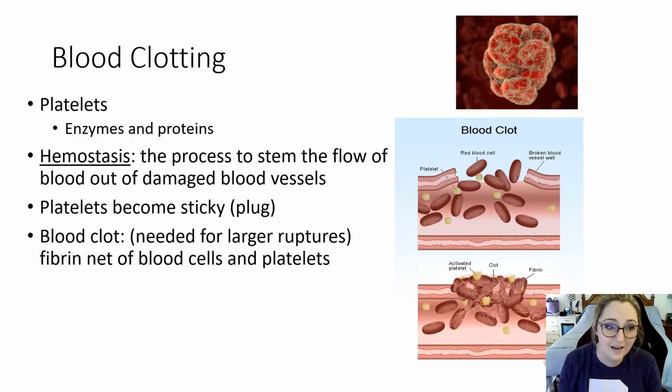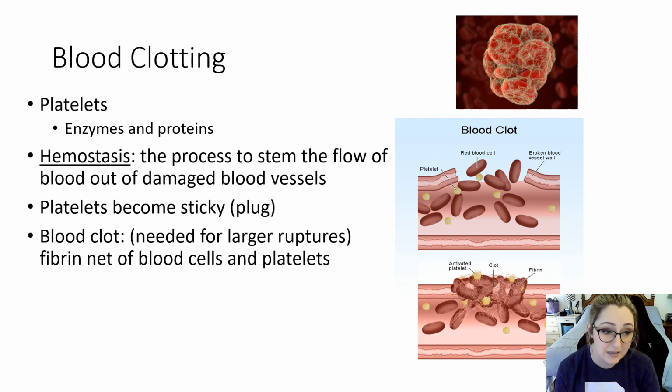Blood clotting. So we did mention this ever so slightly before. This is where platelets are very important. Remember, they are going to become sticky, stick together, use a fibrin net, and clog up whatever is being torn and releasing red blood cells and plasma. This process is called hemostasis. This is the process to stem the flow of blood out of a damaged blood vessel.